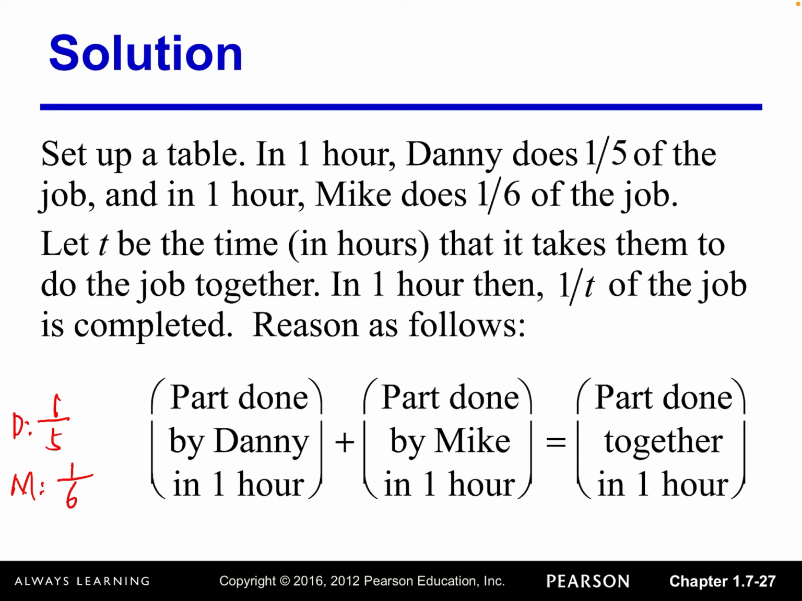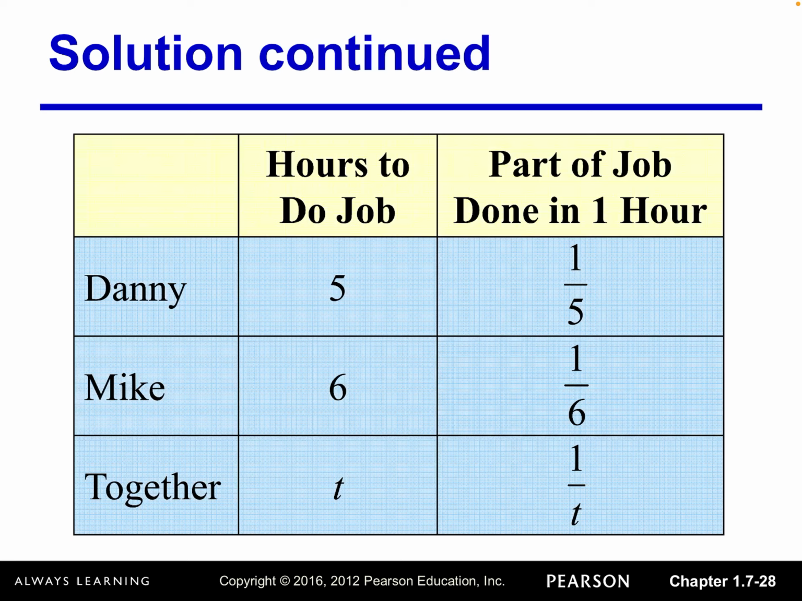So for the two persons, Danny and Mike, working together, we can find the work rate by using Danny's work rate per hour plus Mike's work rate per hour. These two added together should equal the part of the job done together in an hour. So now we can put all the information into a table.